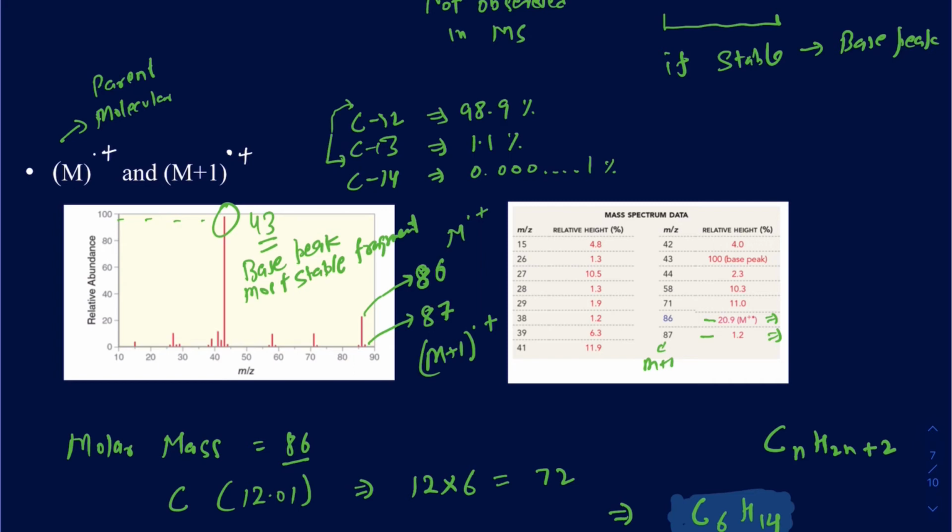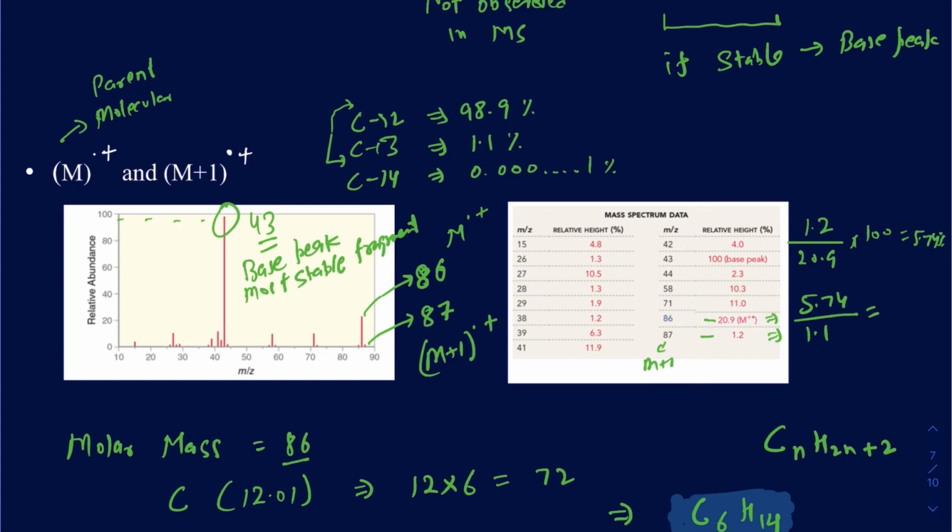So the first thing I need to do is divide those. So 1.2, that's going to be their relative height of the peak, divided by 20.9 times 100, and see what that gives you. So that's 5.74%. And then I know I said earlier that carbon-13 is 1.1 relative abundance in nature. So I can go ahead and take 5.74 divided by 1.1 and see what that gives you.